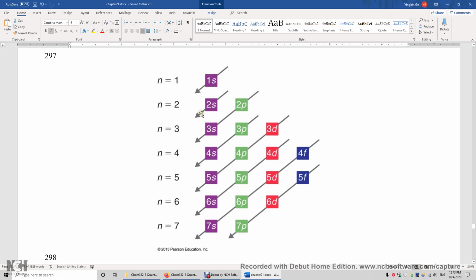So 1s first, and then 2s, and then 2p, 3s, and then 3p. After 3p, it's 4s. And after 4s, it's 3d. And then 4p, 5s, and then 4d, 5p, 6s. And then 4f, 5d, 6p, and 7s. So now you can tell you're filling the 6s orbital before filling the 4f orbital. So it's not just the value of the principal quantum number n, but also the angular momentum quantum number L that determines the relative energy ranking of these atomic orbitals.